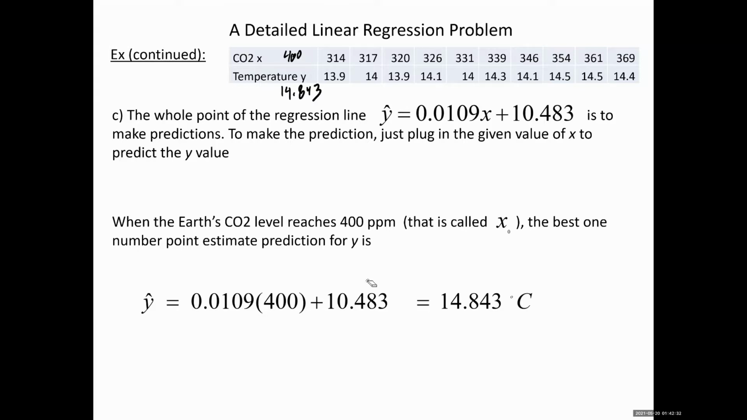Okay. One thing to tell you, whenever they ask you to make a prediction, they're going to have to give you the x because they're asking you to predict y. They're going to have to tell you what the x is.